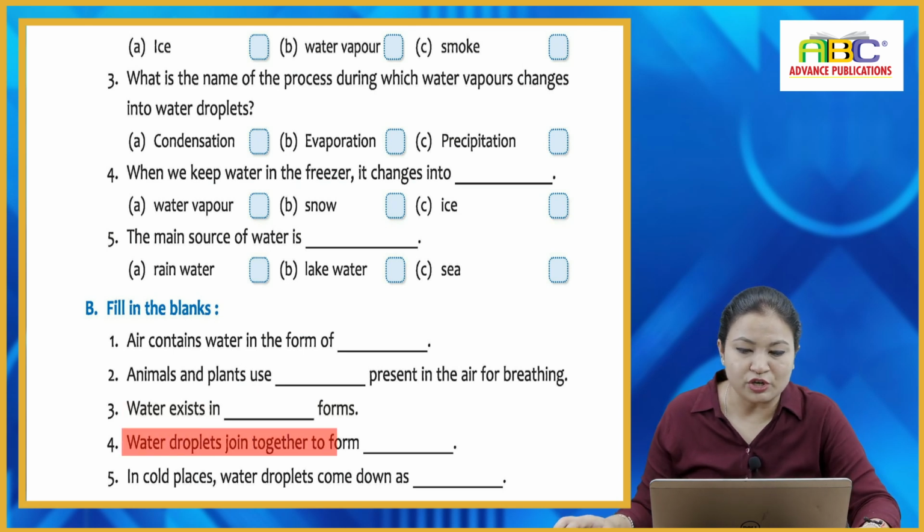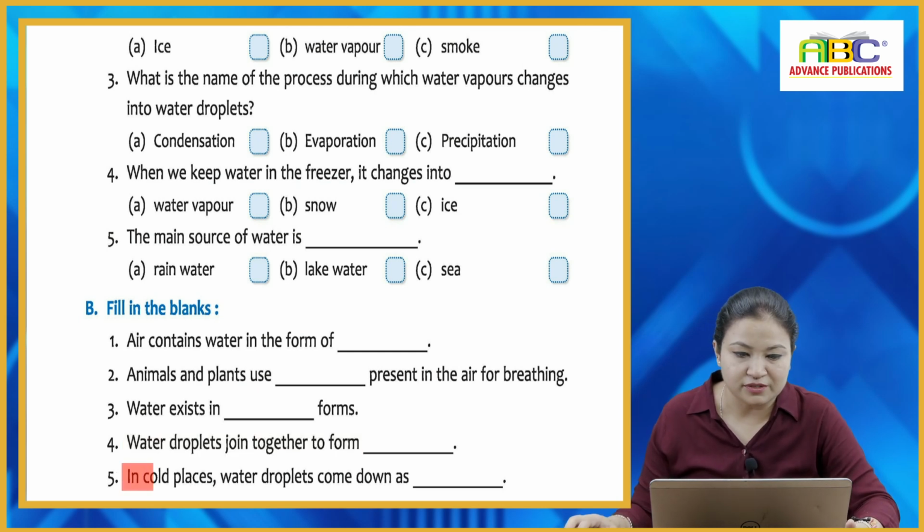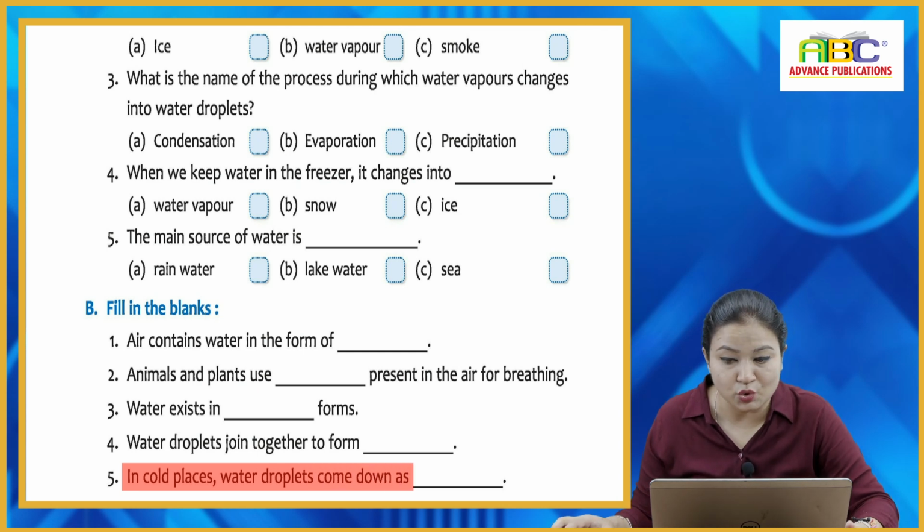Water droplets join together to form a dash. They join together to make clouds. In cold places, water droplets come down as snow.